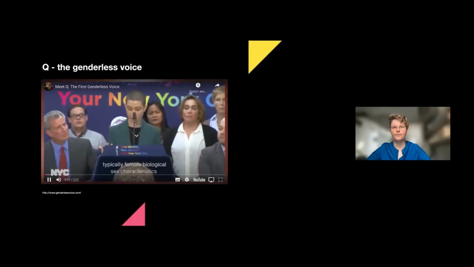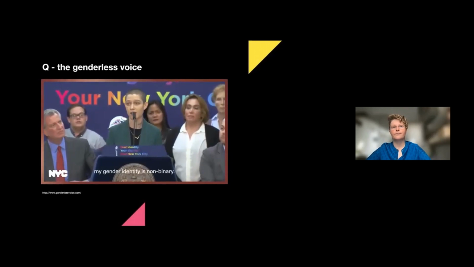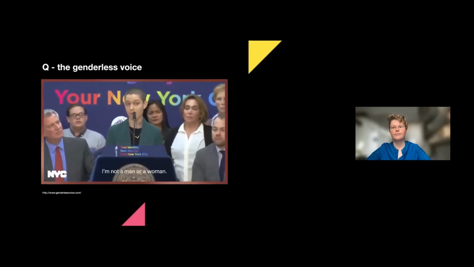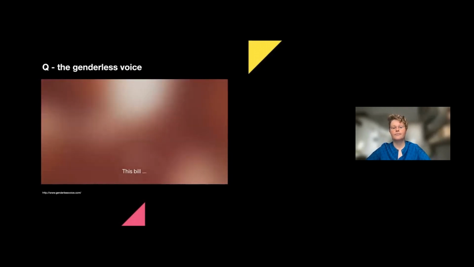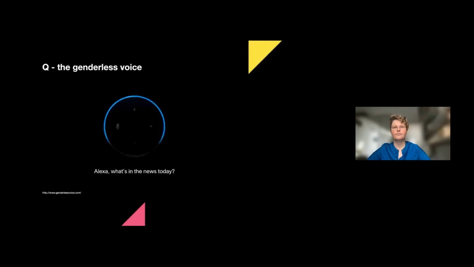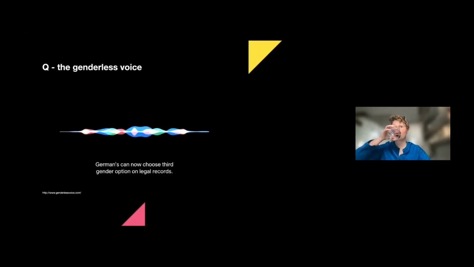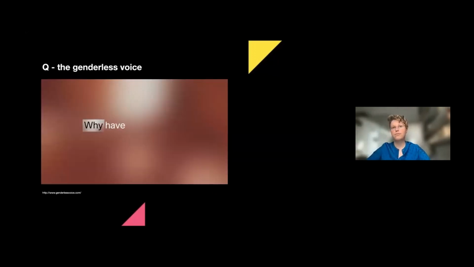Although I have typically female biological sex characteristics, my gender identity is non-binary. I am not a man or a woman. This bill is a victory and an important step towards equality. Alexa, what's in the news today? California begins issuing state IDs with a third gender option. Colorado becomes fifth state to allow third gender on licenses. Germans can now choose third gender option on legal records.